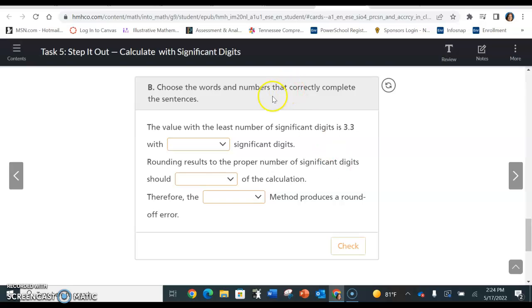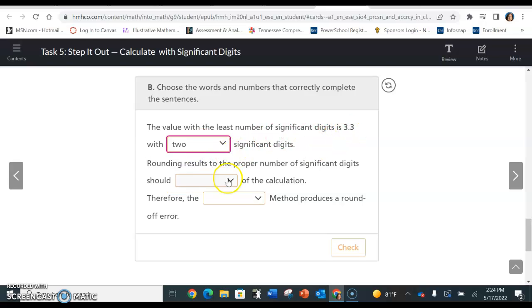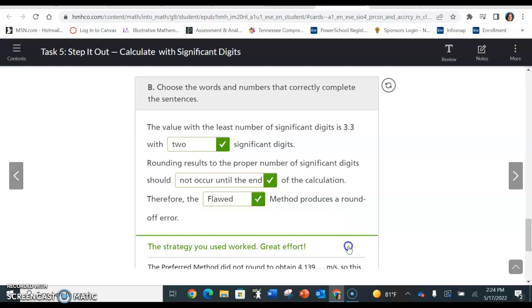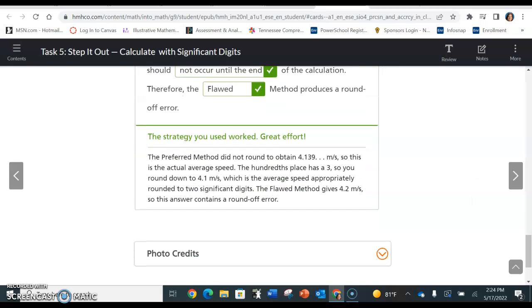All right, choose the words and numbers that correctly complete the sentences. The value with the least number of significant digits is 3.3, with 2 significant digits. Rounding results to the proper number of significant digits should not occur until the end of the calculation. Therefore, the flawed method produces a rounding error. All right, that's all for task 5. If you have any questions, let me know.